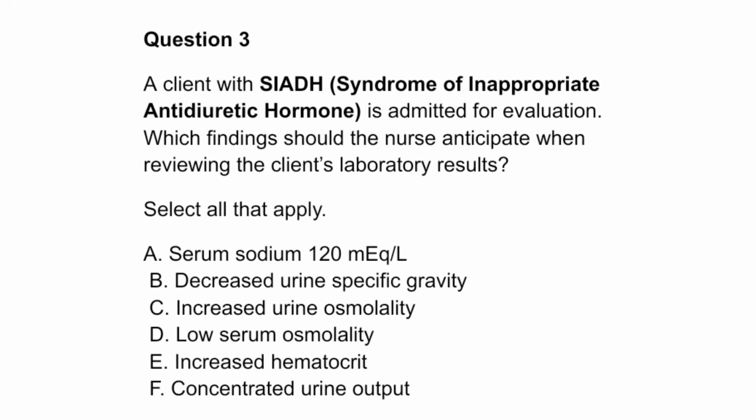Question 3. A client with SIADH, syndrome of inappropriate antidiuretic hormone, is admitted for evaluation. Which findings should the nurse anticipate when reviewing the client's laboratory results? Select all that apply. A. Serum sodium 120 milliequivalents per liter. B. Decreased urine-specific gravity. C. Increased urine osmolality. D. Low serum osmolality. E. Increased hematocrit. F. Concentrated urine output.